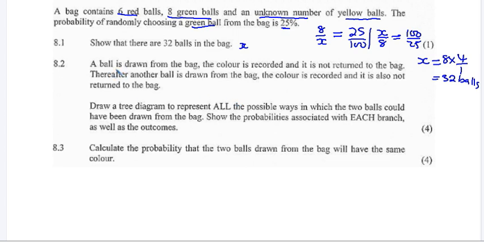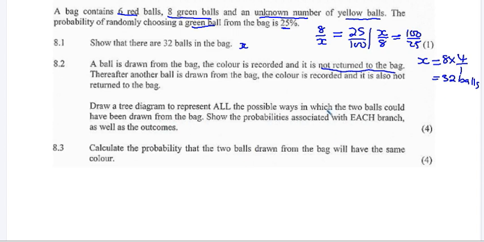And then the next question is saying a ball is drawn from the bag. The color is recorded and it is not returned to the bag. So this is picking without replacement. Thereafter, another ball is drawn from the bag. The color is recorded and it is also not returned to the bag. Draw a tree diagram to represent all the possible ways in which the two balls could have been drawn from the bag. Show the probabilities associated with each branch as well as the outcomes.